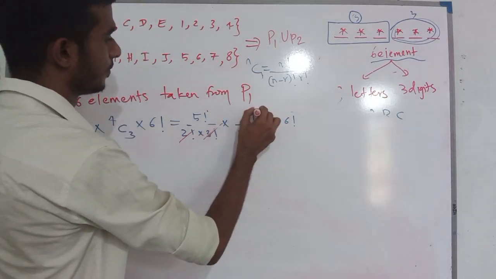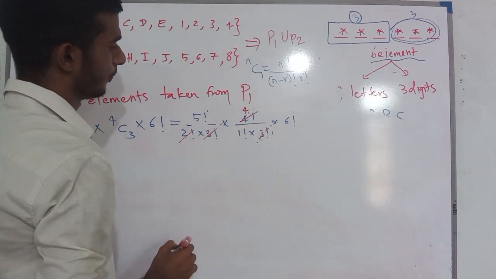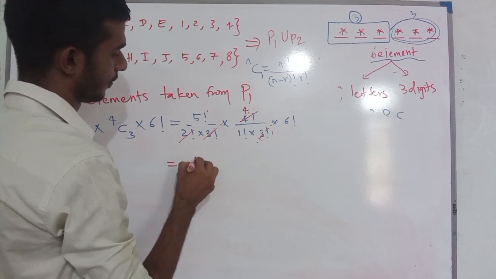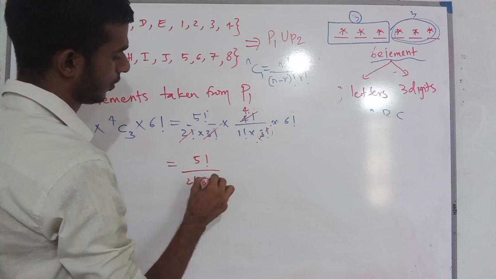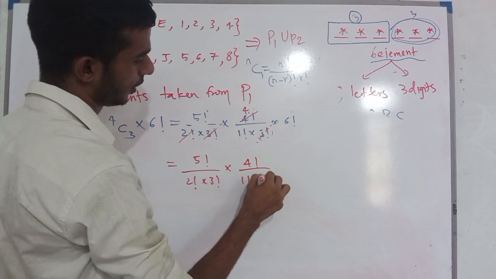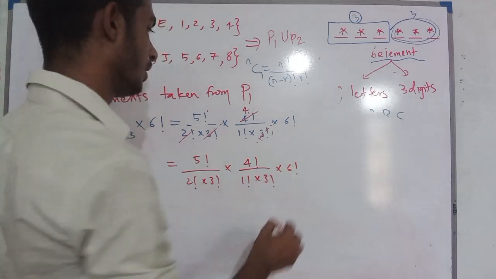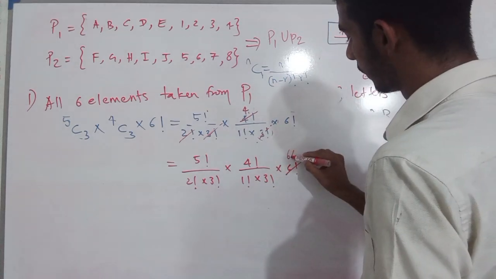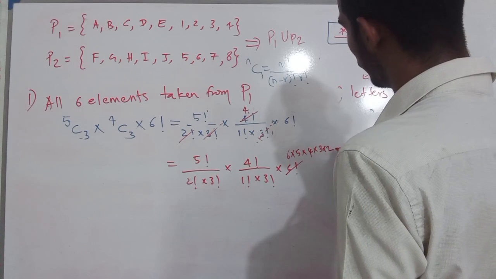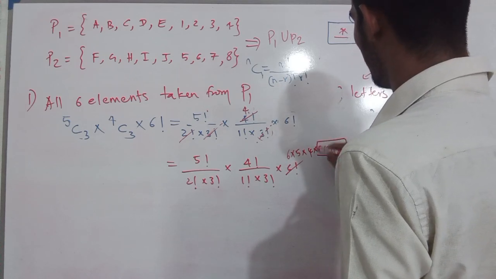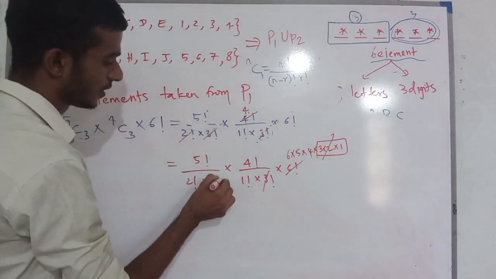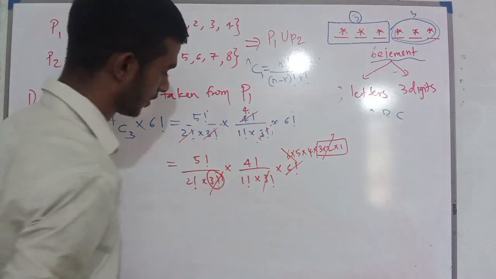Now this will go, 4 will remain. 5 factorial, 2 factorial into 3 factorial into 4 factorial, 1 factorial into 3 factorial into 6 factorial. Now 6 factorial can be written as 6 times 5 times 4 times 3 times 2 times 1. Now I eliminate this with this factorial. Again you see, this is equal to 6, right?